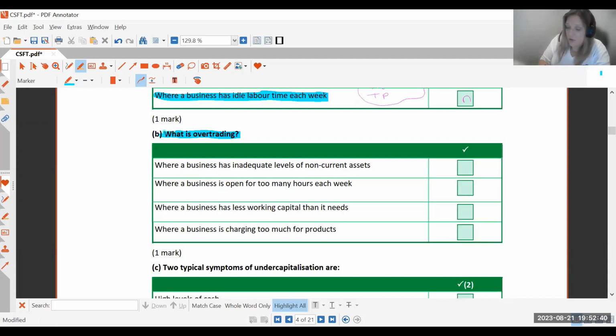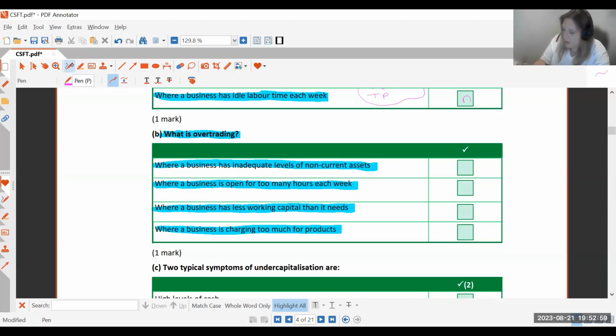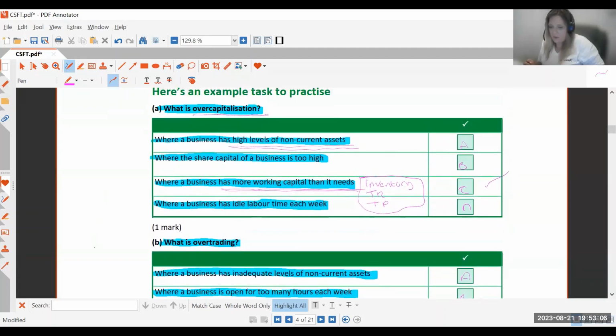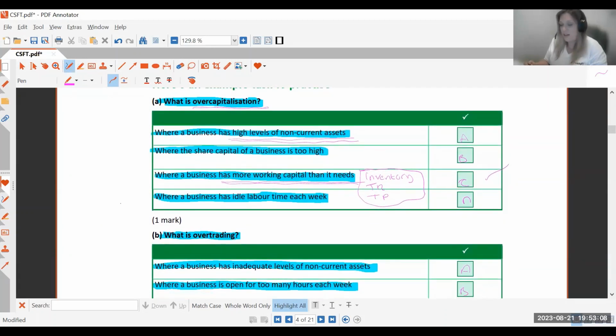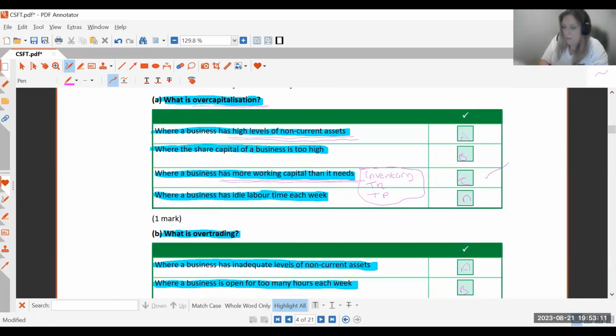So what is overtrading? Is it where a business has inadequate levels of non-current assets, where a business is open for too many hours each week, where a business has less working capital than it needs, or where a business is charging too much for products? And we'll label these again, so A, B, C, and D. And just think about this one up here. Overcapitalization is where a business has more working capital than it needs.